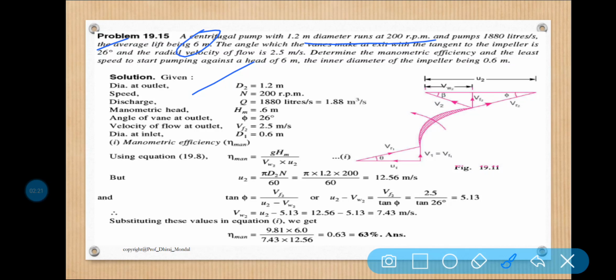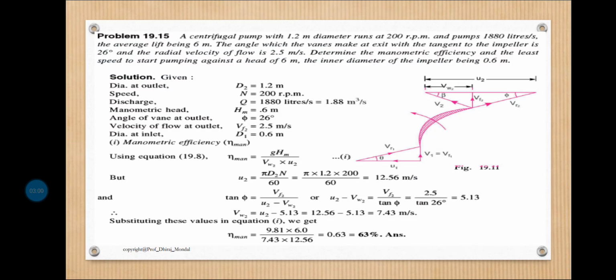The angle which the vane makes at exit with the tangent to the impeller is 26 degree, so phi is also given. And the flow is radial at the inlet, so alpha is equal to 90 degree. The velocity of flow is 2.5 meter per second. Determine the manometric efficiency and the least speed to start pumping against a head of 6 meter. The inner diameter of the impeller is 0.6 meter.